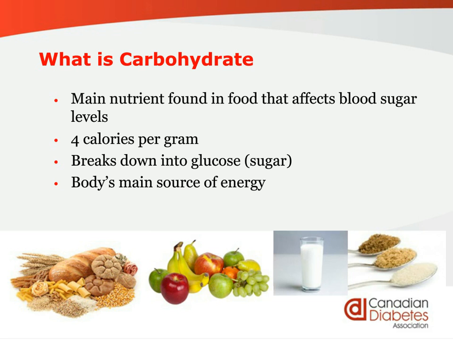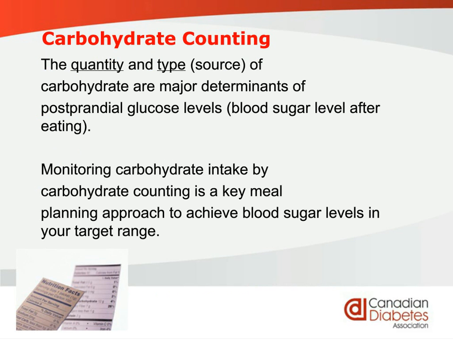So carbohydrates affect our blood sugar, but it's both the amount and the type of carbohydrate that determines our blood sugars after eating. And we also call this the postprandial glucose levels or post-meal glucose levels. So we can use carbohydrate counting to keep track of what carbs we're eating and help us to better control our blood sugars.